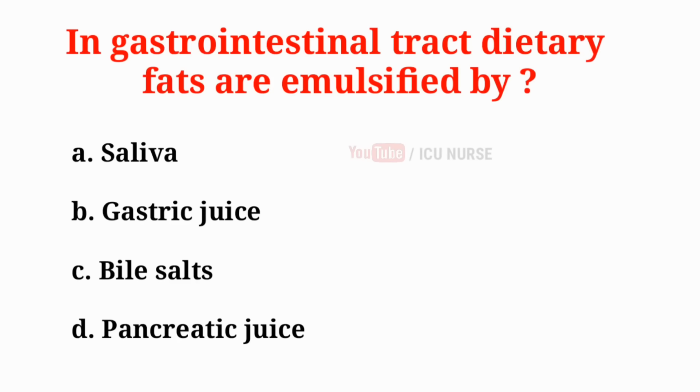In the gastrointestinal tract, dietary fats are emulsified by: A. Saliva, B. Gastric juice, C. Bile salts, D. Pancreatic juice. And the correct answer is C. Bile salts.